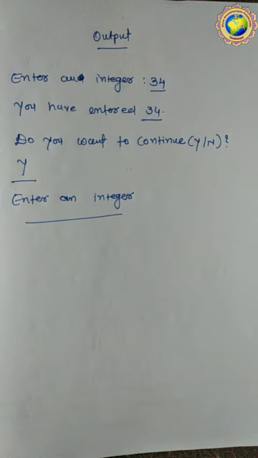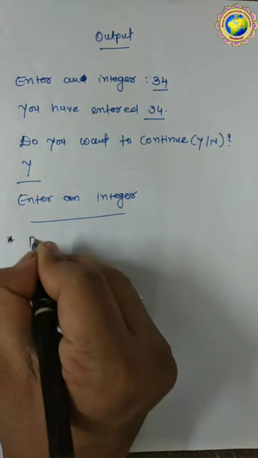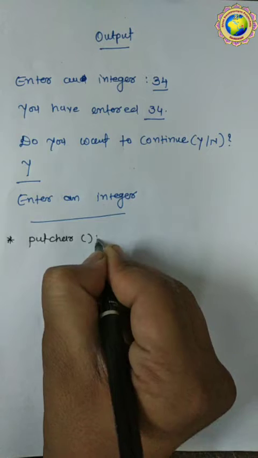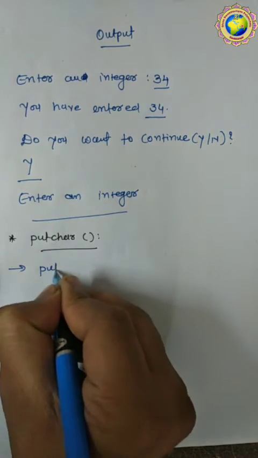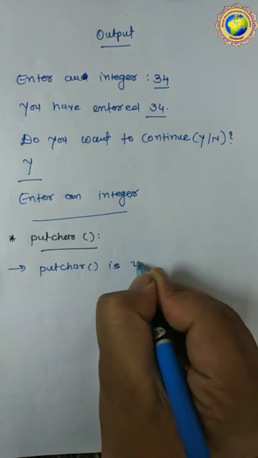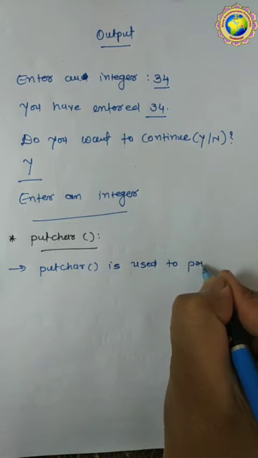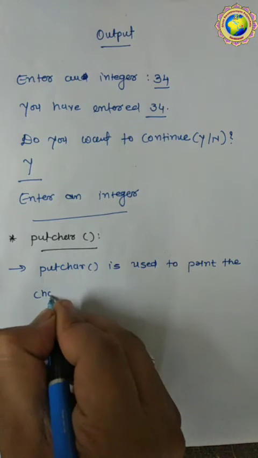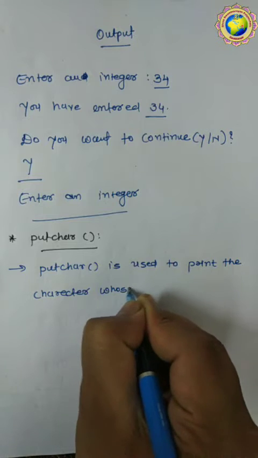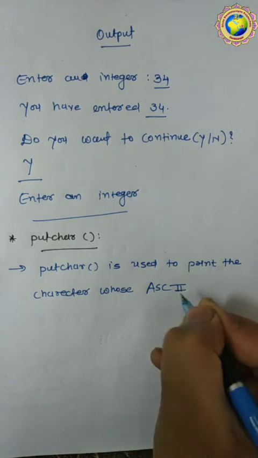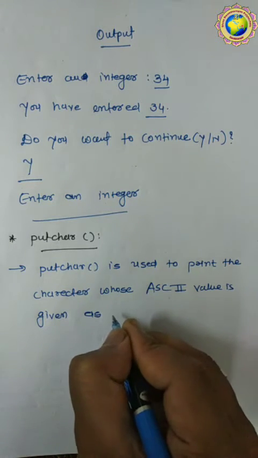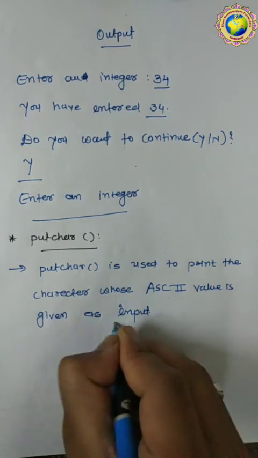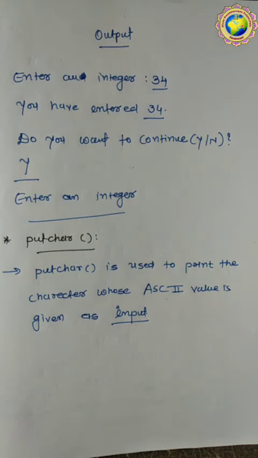So similarly, there is another function that is putchar. Putchar is used to print the character whose ASCII value is given as input.